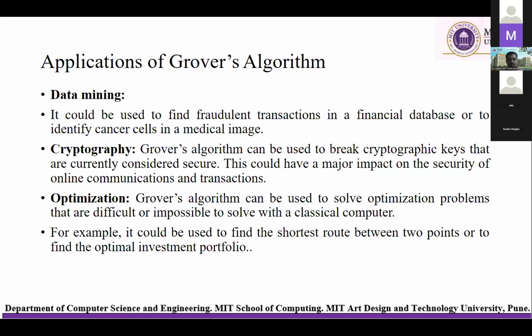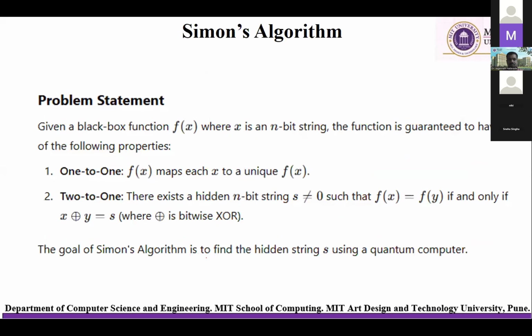Then optimization: Grover's algorithm can be used to solve optimization problems that are difficult or impossible to solve using classical computers. For example, it could be used to find the shortest route between two points, or to find the optimal investment portfolio. The next algorithm is Simon's algorithm.